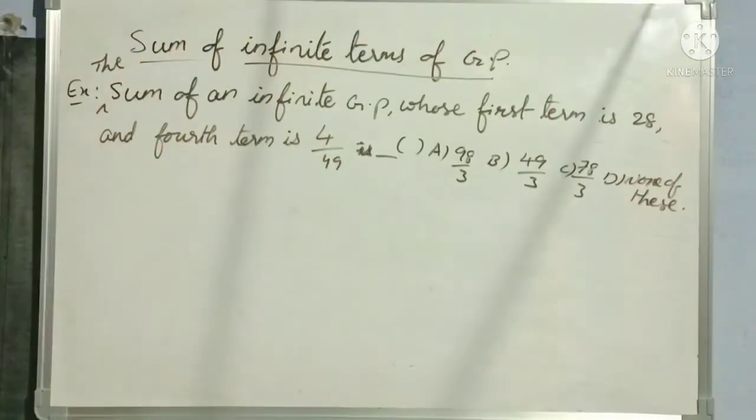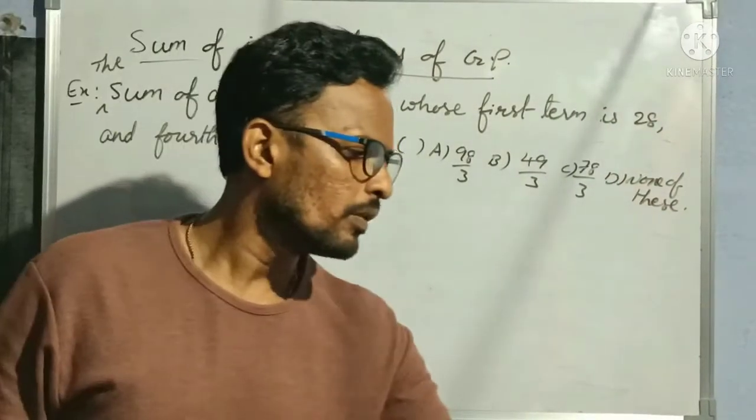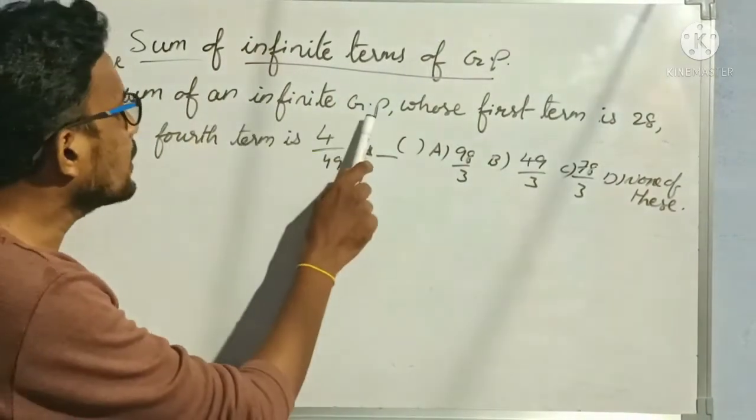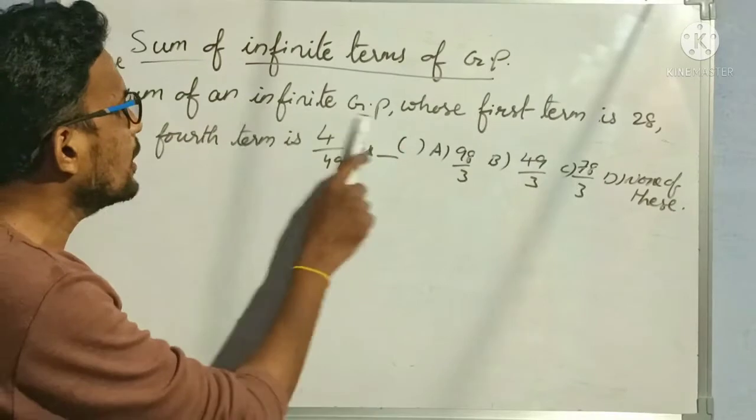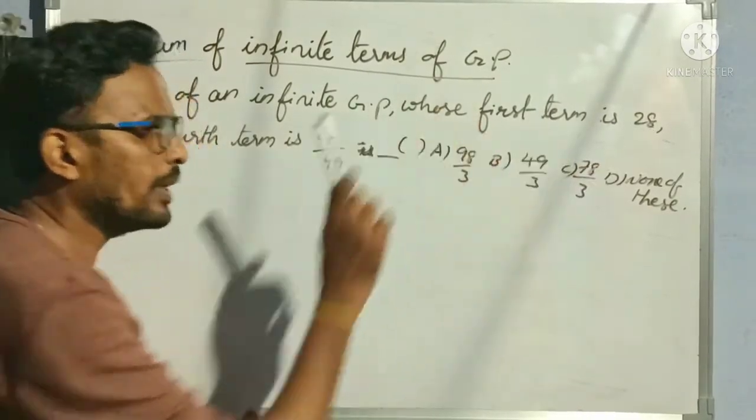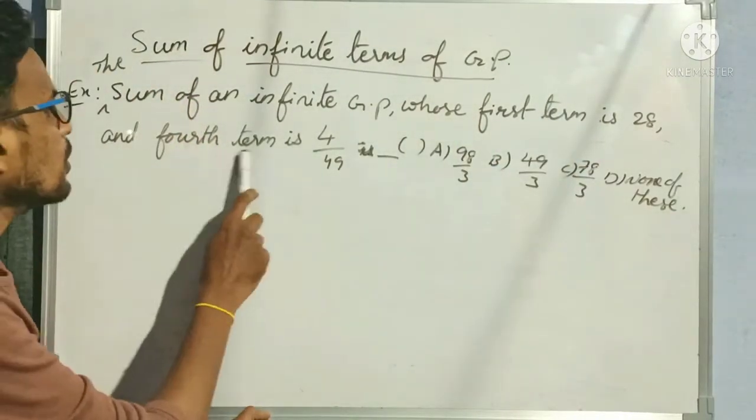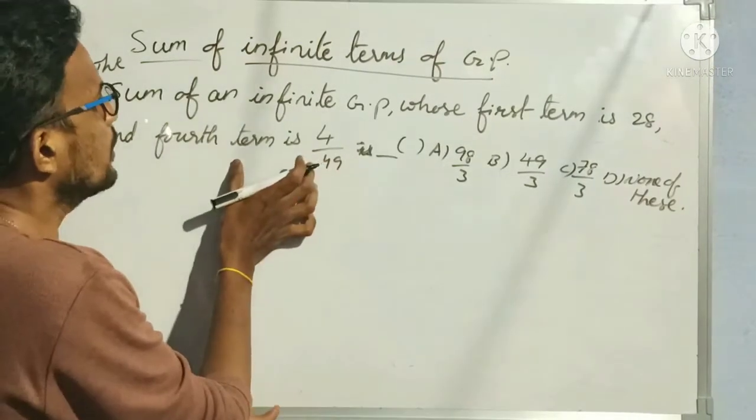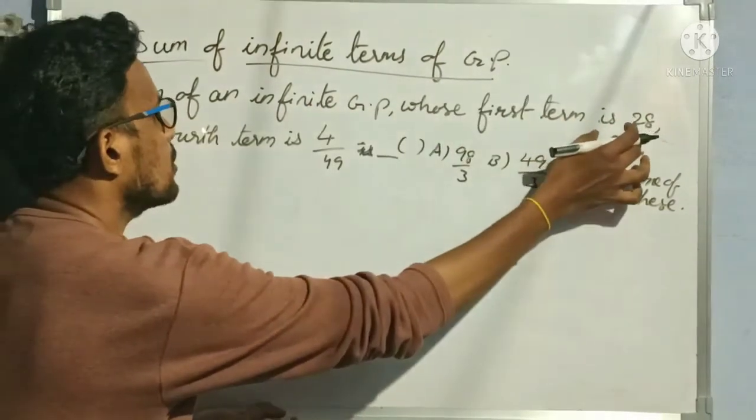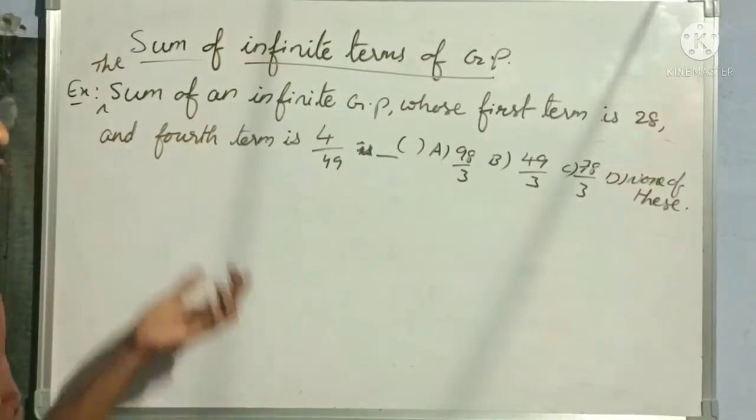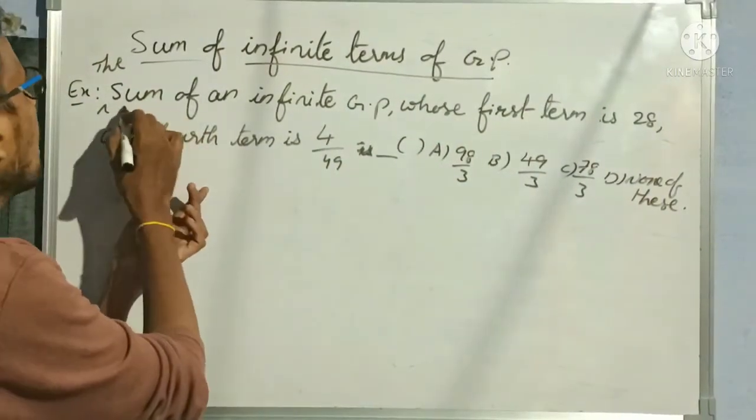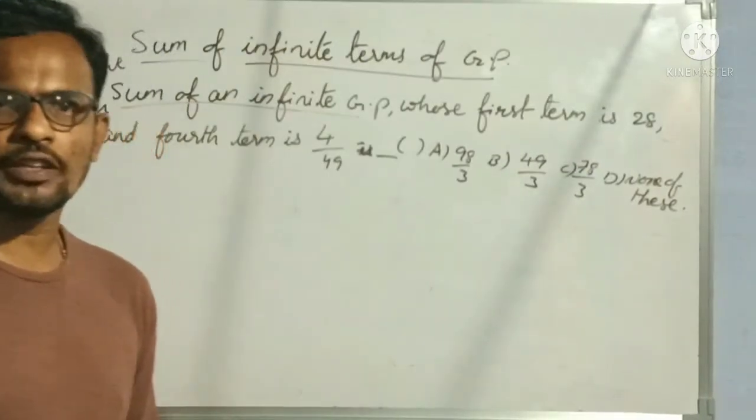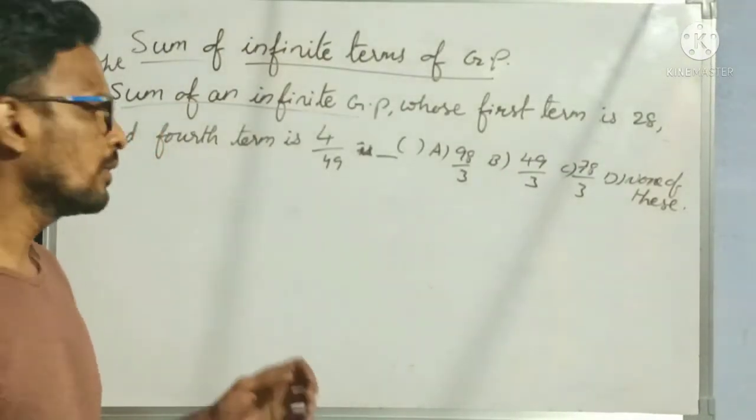Okay, so let us find the solution for this problem now. Shall I read the question once? The sum of an infinite GP means we want the sum of an infinite GP whose first term is 28 and fourth term is 4 by 49. We need to find the sum of infinite terms, that is the infinity value. Clear?